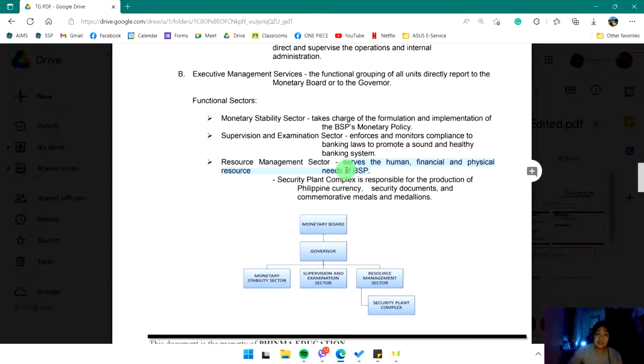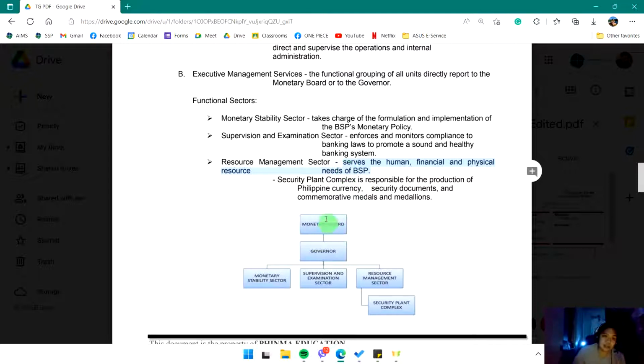Mapa-empleyado man yan or human resource, mapa-financial resource man yan or ito yung, yun nga, pera, or physical resource, like say for example, machines, tools and equipments, or other industrial sites, buildings, ganyan, or places, name it. Resource management sector, sila yung nagbibigay ng mga resources doon sa pangangailangan ng BSP natin.